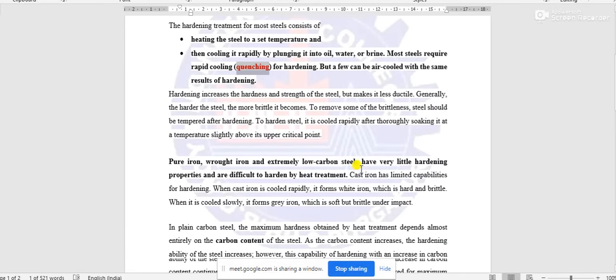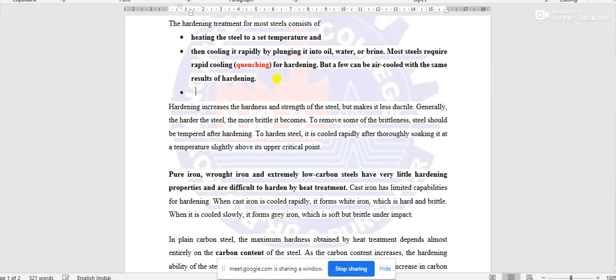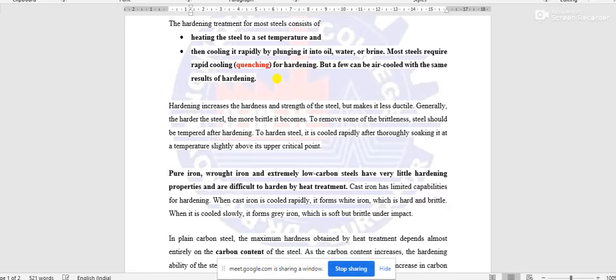Now here I have just discussed the different characteristics and different factors of hardening in a brief manner, and in the first paragraph I have just discussed the effect of hardening on the steel. Hardening is obviously the process to harden the steel, or improve the hardness characteristics of the steel, and obviously the strength of the steel.